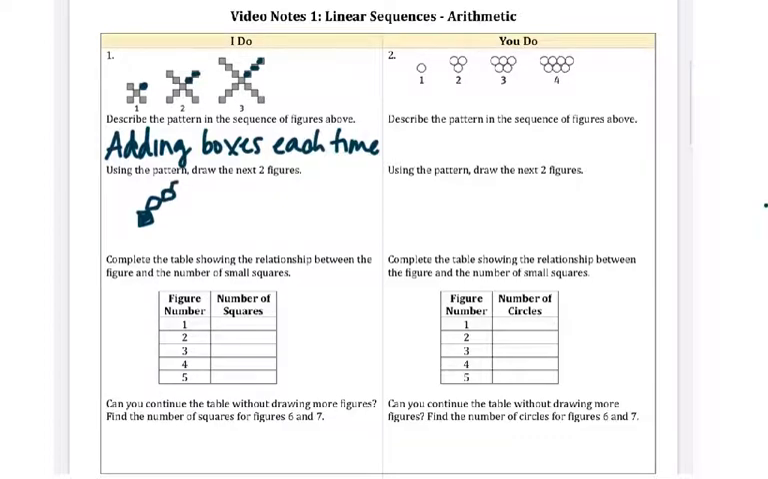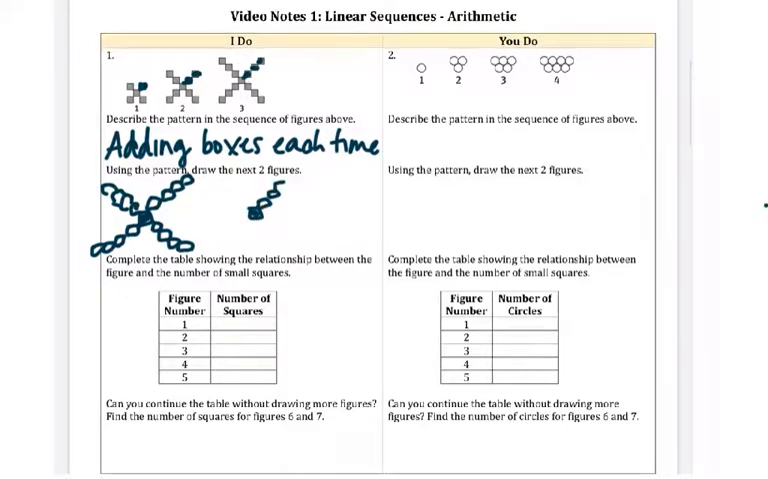1, 2, 3, 4. Okay? So that's the next one. So if we have one box off of its side, then two from the side, then three from the side, we just drew four from each side. So the next figure is going to have 5.